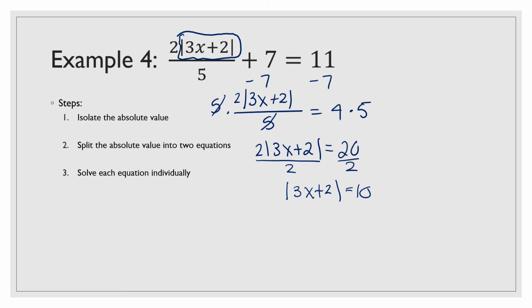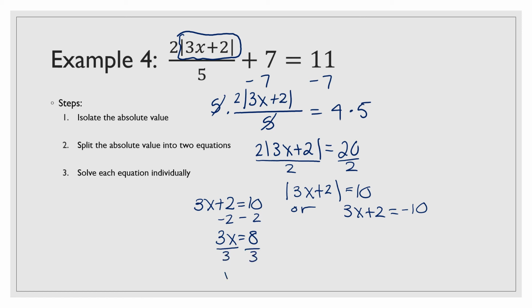But now that the absolute value is by itself, we can split it up and then solve each of those equations. So again, we drop the absolute value in the first one, and then we again drop the absolute value and take the opposite of what it's equal to, which would be negative 10. And when we solve, we first want to subtract 2. We get 3x equals 8. And when we divide both sides by 3, we get x equals 8/3.